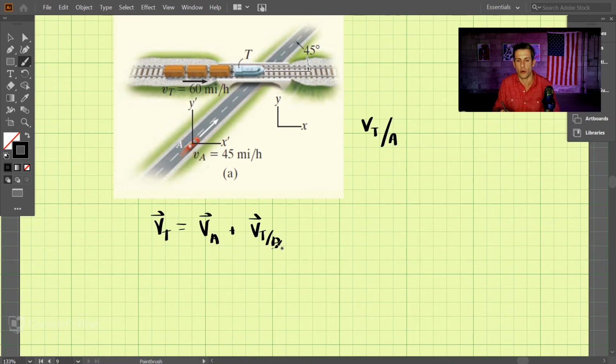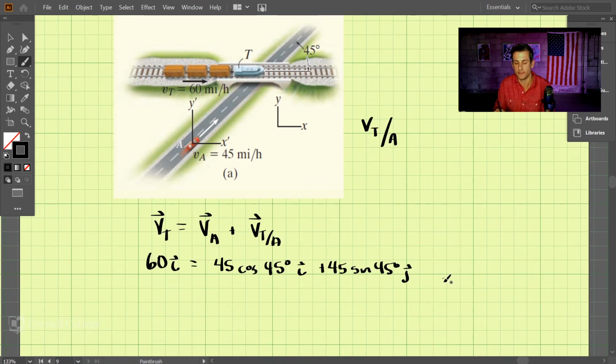So make sure you get this equation right. The bottom halves have to correspond here, and the top here corresponds with the left-hand side. So you must get this equation right first. The velocity of the train here is horizontal at 60 miles an hour. So that's just 60 in the i direction. And the velocity of A is then 45 miles per hour cosine 45 degrees in the i direction, plus 45 sine 45 degrees in the j direction, okay?